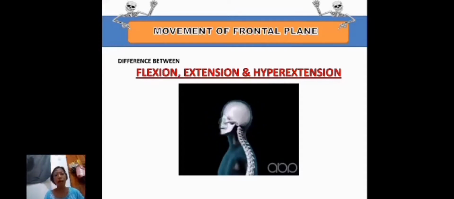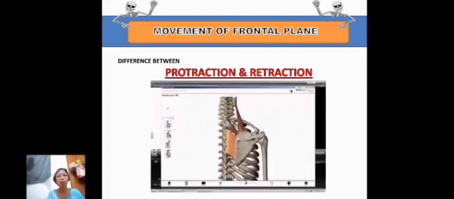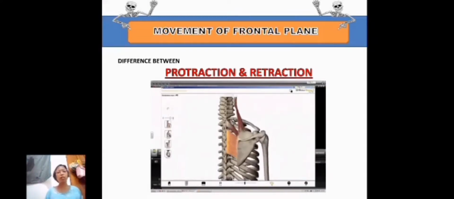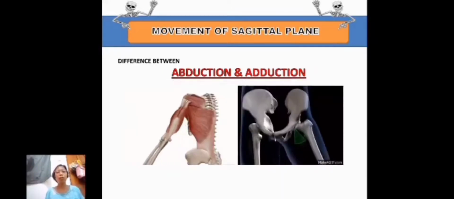It is hyperextension. So let's proceed to the difference between protraction and retraction. When we say protraction, it is moving forward or anteriorly, like this one. When we say retraction, it is moving backward or posteriorly, like this one. Or in the GIF, it looks like this. It moves forward and it moves backward. Protraction, retraction.